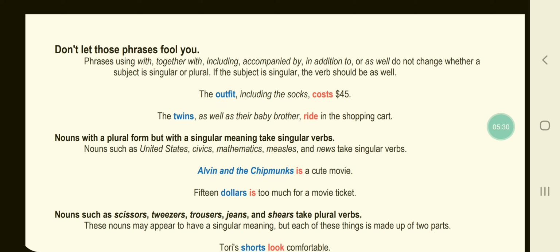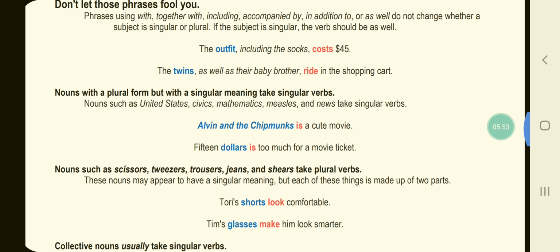Now, the twins as well as their baby brother ride in the shopping cart. Now, children, twins, that is plural. So again, we need not worry about the phrase, that is, as well as their baby brother. The subject here, the twins, is actually plural. Therefore, the verb is also plural over here.